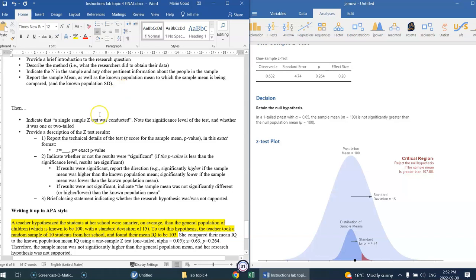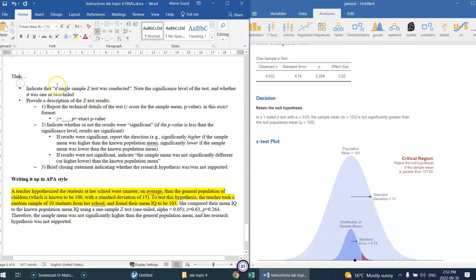So that's that part. All right, next, this is where you get into reporting the formal details of the test. You indicate that a single sample z-test was conducted, right? So you always report what test it is that you were doing. You note the significance level of the test and whether it was one or two-tailed. Okay, so that would be this sentence here. Different color, right? She compared their mean IQ to the known population mean IQ using a one sample z-test, or a single sample z-test. Same thing.